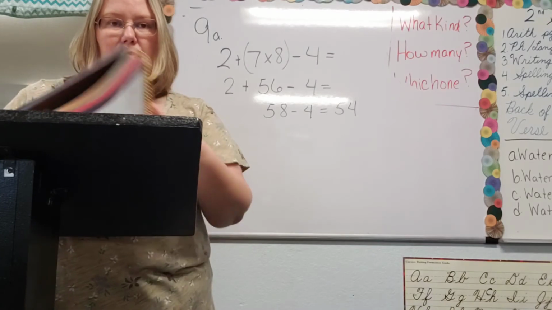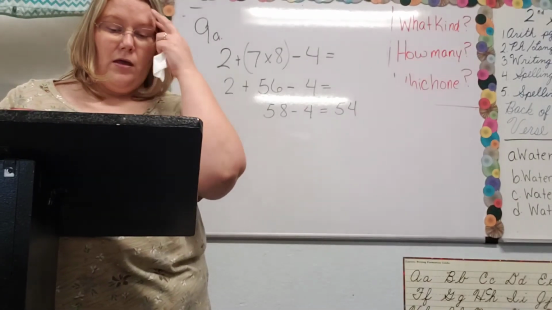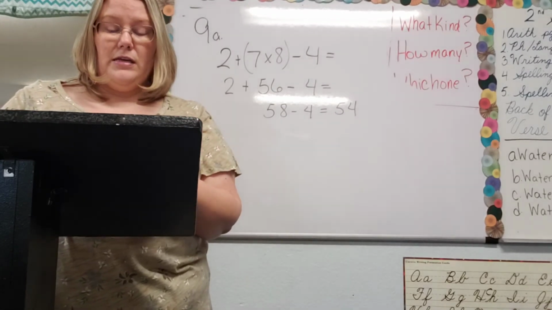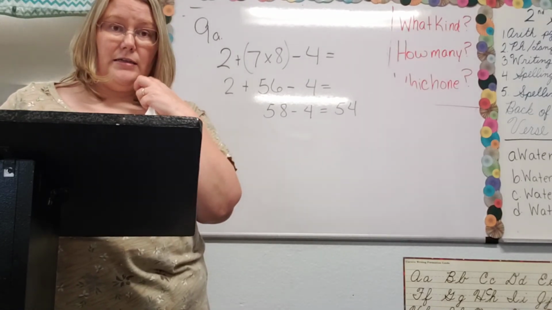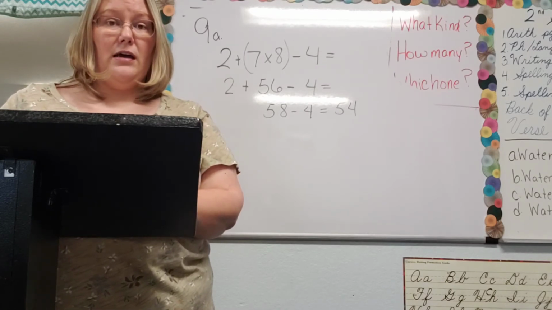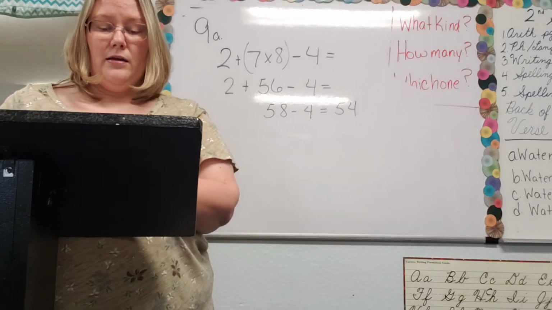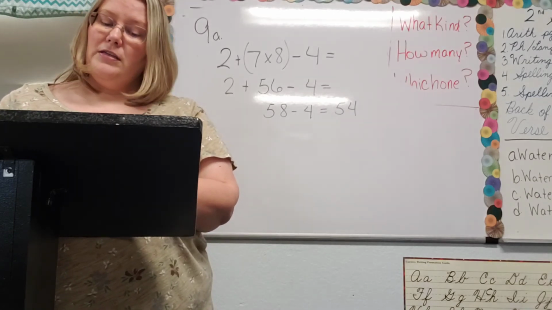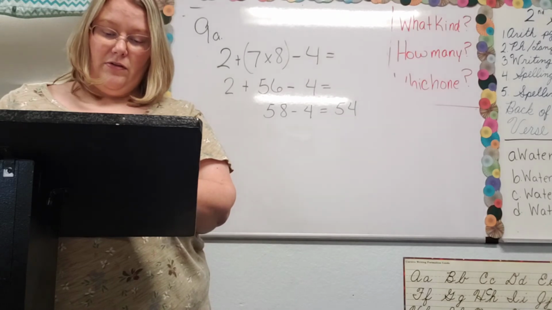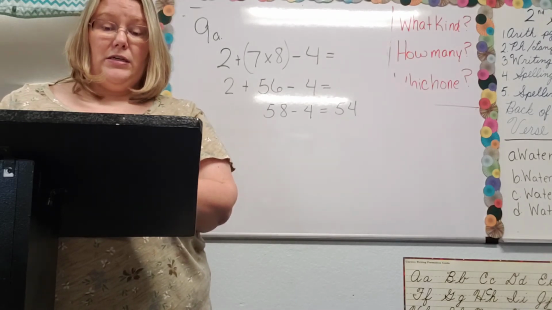So let's go back to number 6. It says write the correct temperature. We have learned that water boils at 212 degrees Fahrenheit. But now we're going to learn the Celsius. So water boils at 100 degrees Celsius. So that's B. And C is water freezes at 32 degrees Fahrenheit. We've learned that. But D is our new material. Water freezes at 0 degrees Celsius.